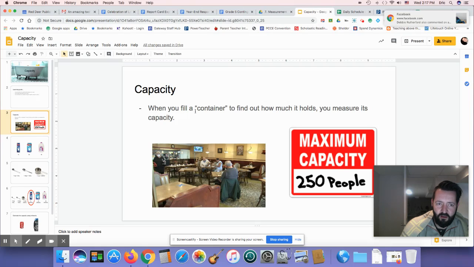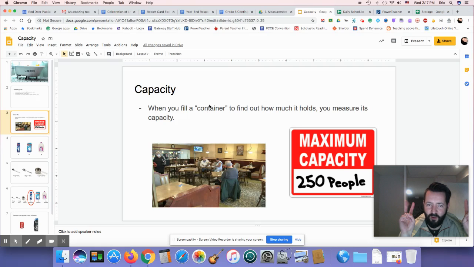Now, in my definition, I said when you fill a container, but you'll notice I put bunny ears around container there because a restaurant isn't really a container. I guess it's kind of a container for people. A lot of times when we're measuring capacity, we are measuring containers, things that you might find in your fridge or your bathroom or whatever. But it doesn't have to be a container. It can be a restaurant, a building, an elevator. You know, elevators have capacities as well. But you're basically just figuring out how much a container can hold, and that's what its capacity is.